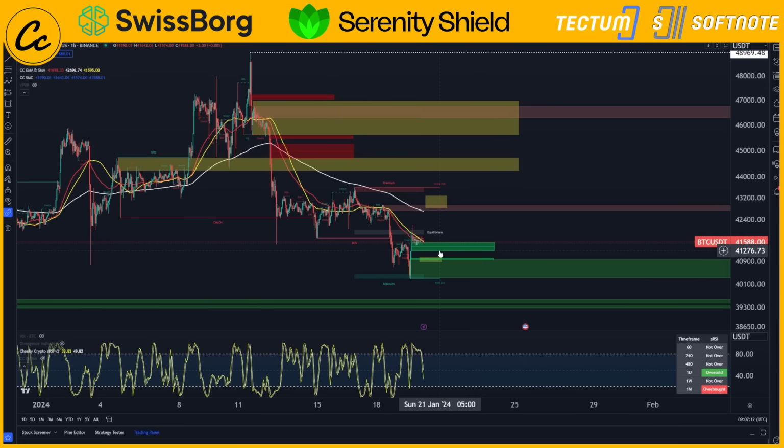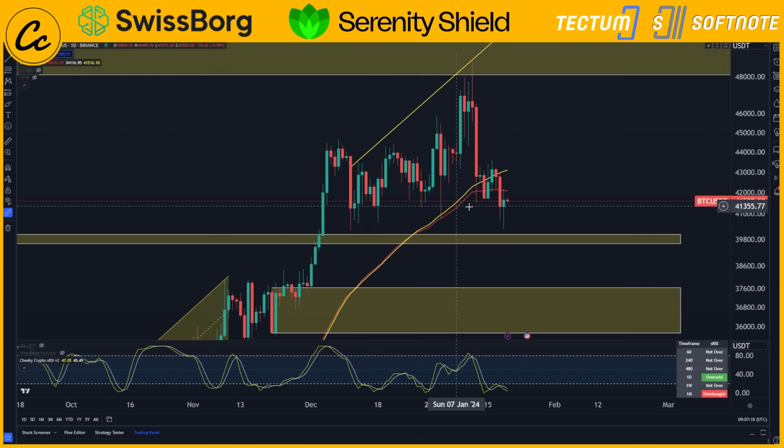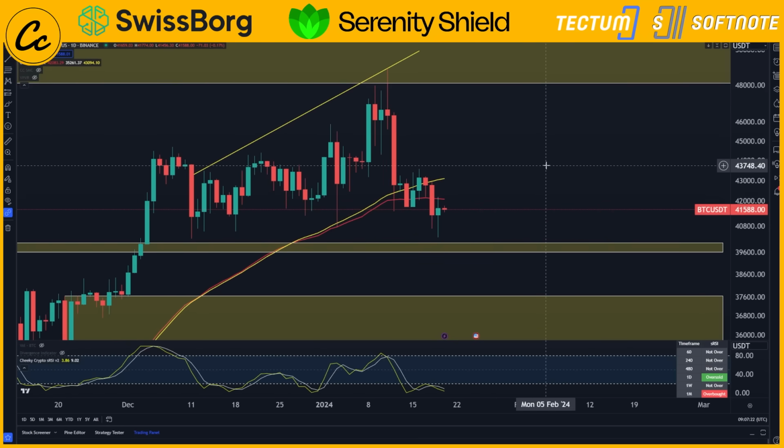It hasn't really given us any kind of hopium, I guess, in terms of the price action there. Let's take this up into the daily time frame. The daily time frame has lost the 50 EMA and the 50 SMA, as you can see here. It has broken down, so the 50 EMA is currently resistance for us.